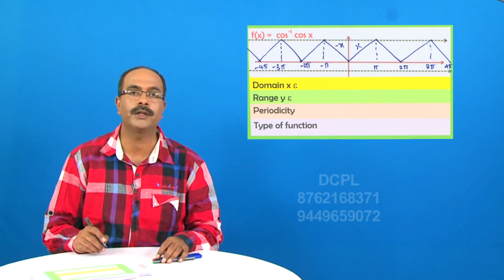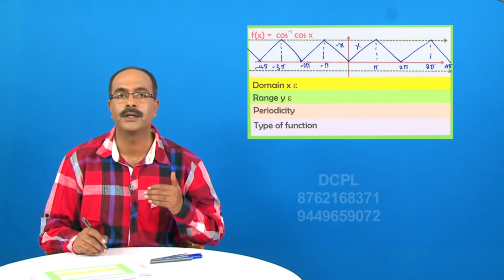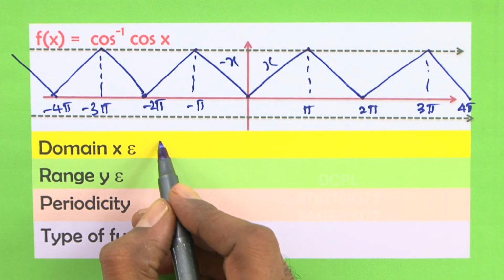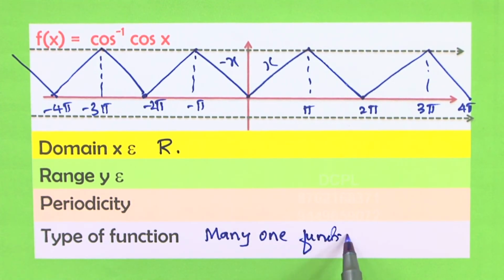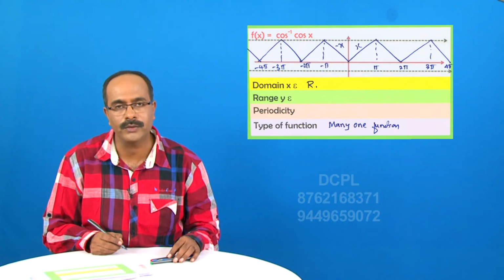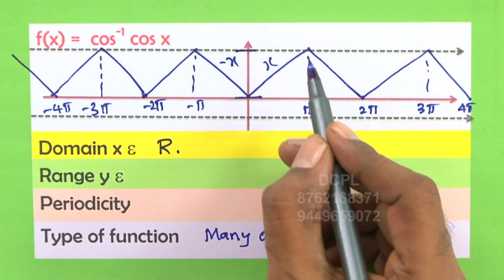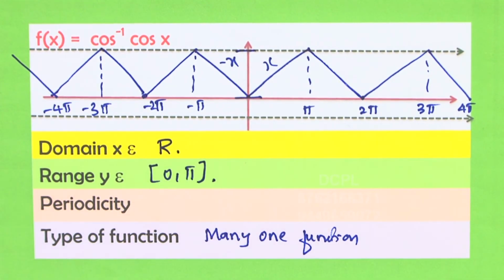However, can you tell me the domain of this function? Domain must be x belongs to the set of real numbers, because cos inverse of cos x exists for all the values of x. Therefore, x belongs to the set of real numbers. And what type of function is that? It is definitely a many-one function. What about range, dear students? You can see range is from 0 up to what? This point is pi. Range is y belongs to 0 to pi, of course including both.